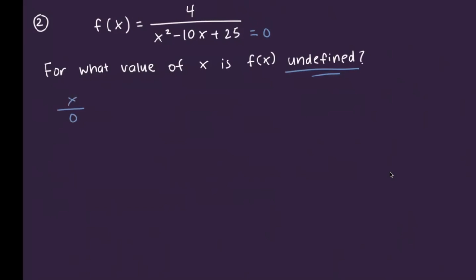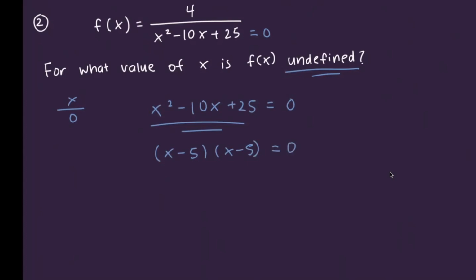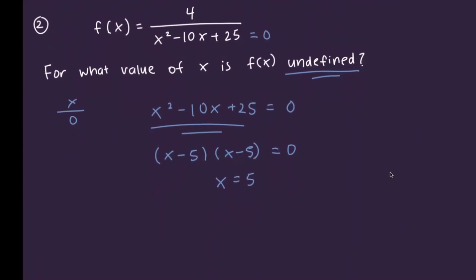So here we'll just set the denominator, which is x squared minus 10x plus 25, equal to 0. So you can factor it into x minus 5 times x minus 5 equals 0, and x will equal 5. So this function will be undefined when x equals 5.